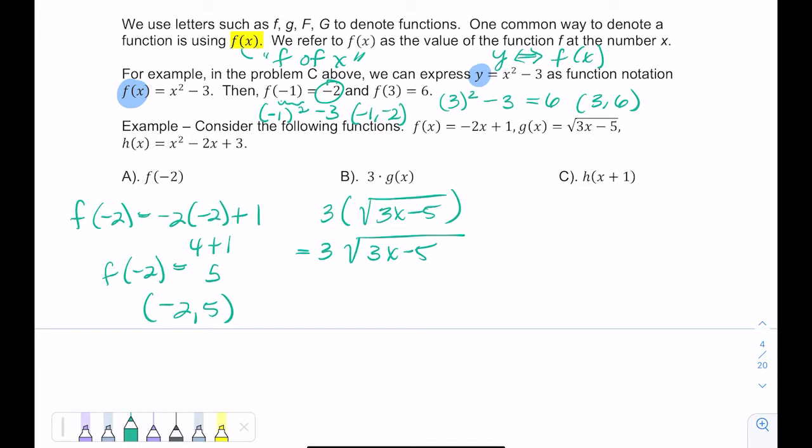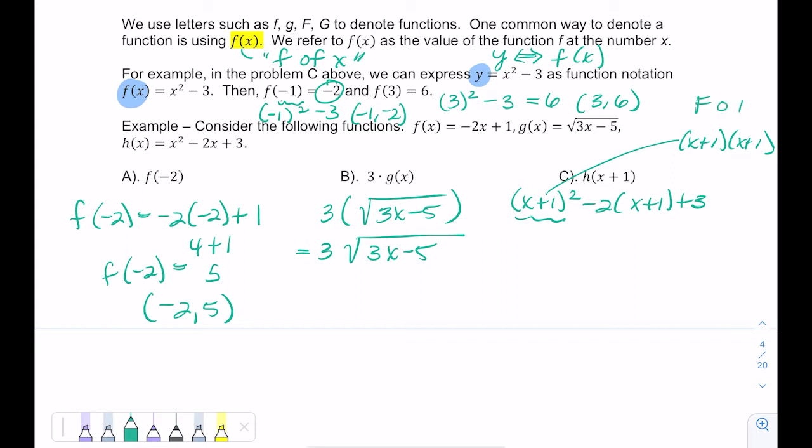And in letter C, this is saying h of x plus 1. So I'm going to take my h function, and everywhere there's an x, I'm going to replace it with an x plus 1. So with this one, you got to be really careful with x plus 1 squared. Remember, that means x plus 1 times x plus 1. So you have to FOIL it. And remember, FOIL is first, outer, inner, last.